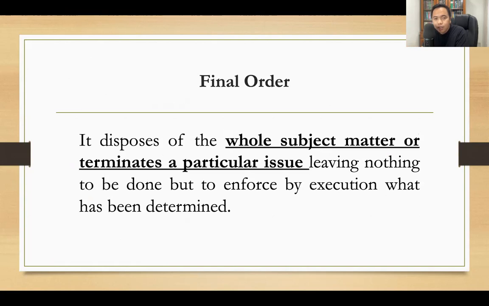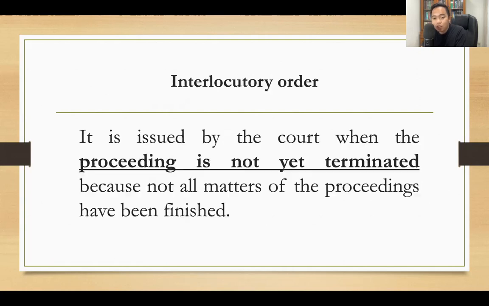A ratio decidendi can be an argument in support of the judgment, which is not directly related to the fact in issue. So what is a final order? When you say final order, it finally disposes of the whole subject matter, or it terminates a particular issue. It does not leave anything to be done but to enforce by execution what has been determined. So when you say final order, this is subject for implementation or execution. On the other hand, an interlocutory order is an order by the court which does not finally terminate the proceedings, but is an order by the court in the course of the trial prior to its termination.